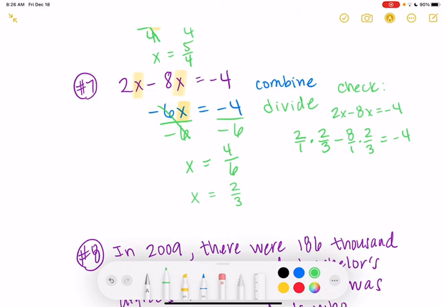So I've just rewritten the problem. Everywhere I saw an x, I put in a 2 over 3. And now let's go ahead and multiply here. So we'd have 2 times 2, that would be a 4 over that 3. Minus 8 times 2 is 16 over 3 equals negative 4. And my fractions here have the same denominator, so I can combine those. So 4 minus 16 would be a negative 12 over 3. And negative 12 over 3 is negative 4, right? All right, cool.